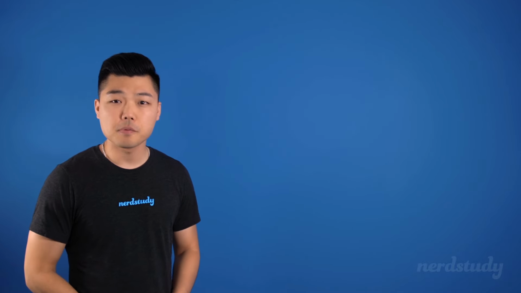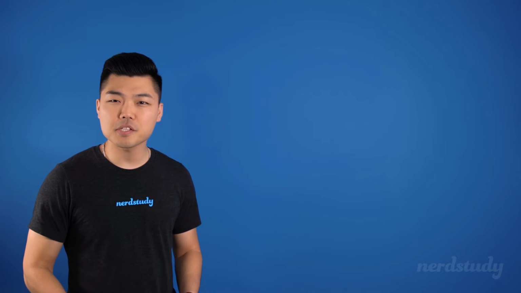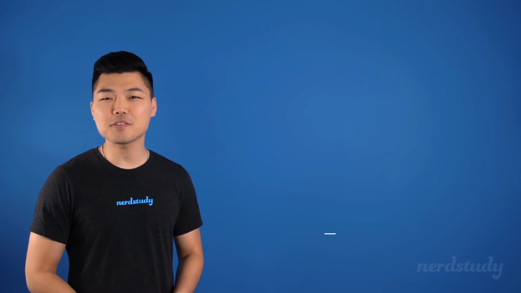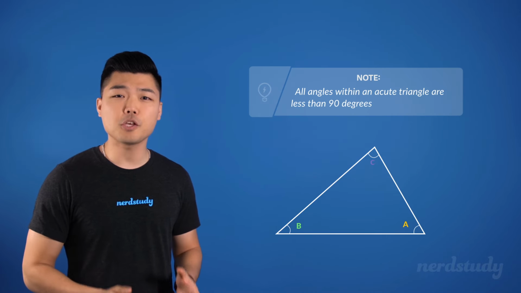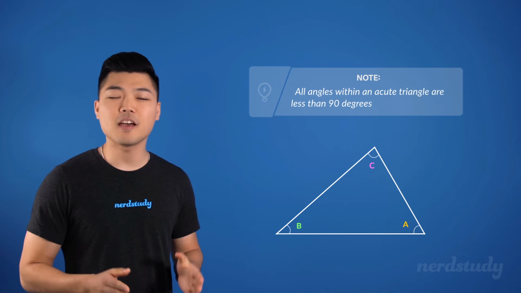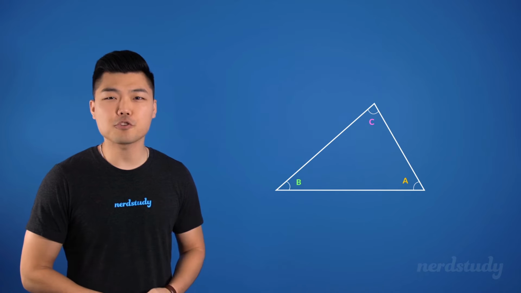The sine law works for all triangles. However, we're going to start off the lesson by teaching the core concept of the sine law as it pertains to acute triangles. Note that all angles within an acute triangle are less than 90 degrees. Okay, so here's a triangle.